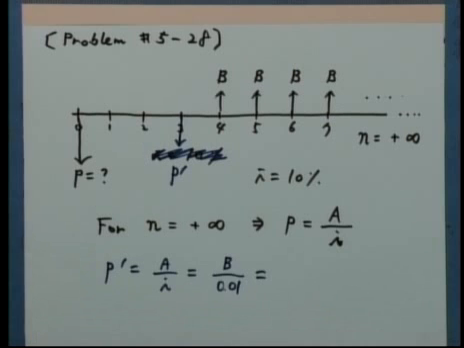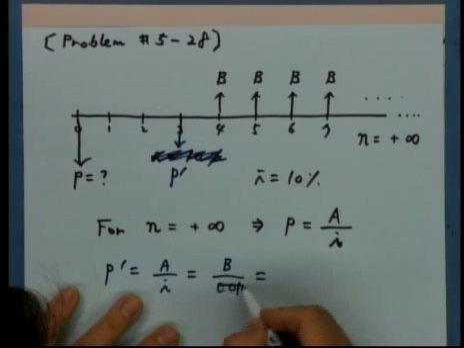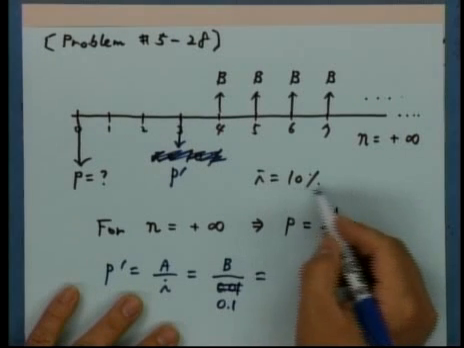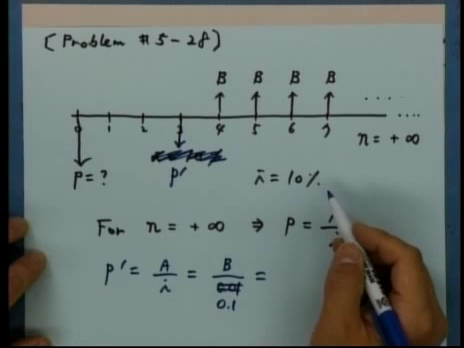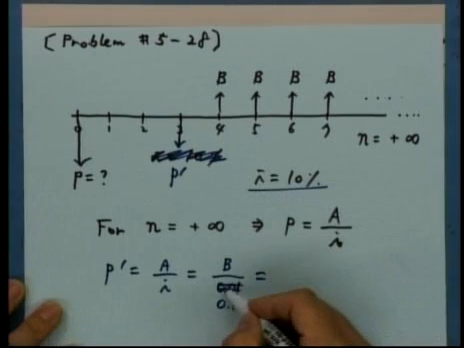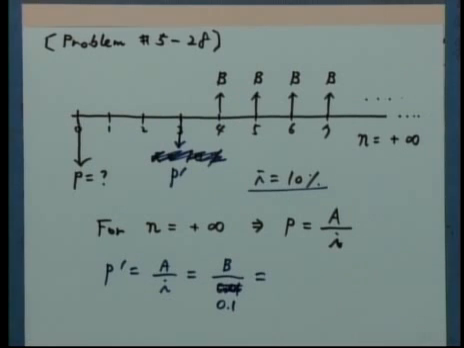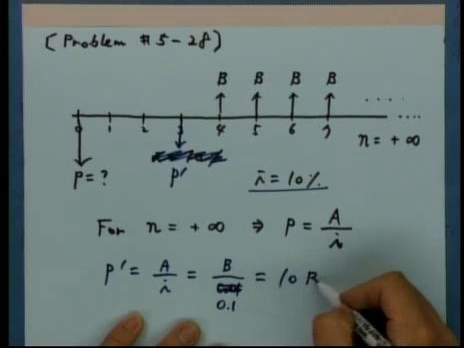Is that right? So basically, I'm sorry, this is going to be 0.1 because it's 10%. Okay, yeah, because it's 10%, it's going to be 0.1. And this is same as 10B. Is that right?